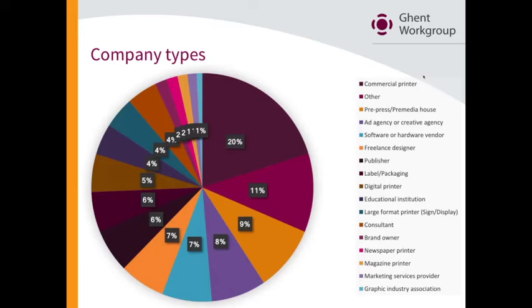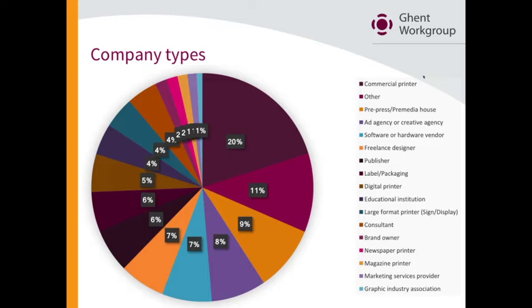So these people, which company did they come from, or which type of company did they come from? Well, you can see that it is all over the map. If you think about graphic arts and who plays in graphic arts, then we have just about everyone. Of course, some types of companies are better represented: commercial printers, prepress, then ad agency, software and hardware vendors. This is more or less the traditional core group of people that we target.